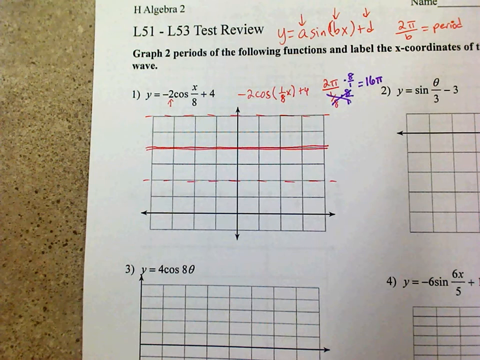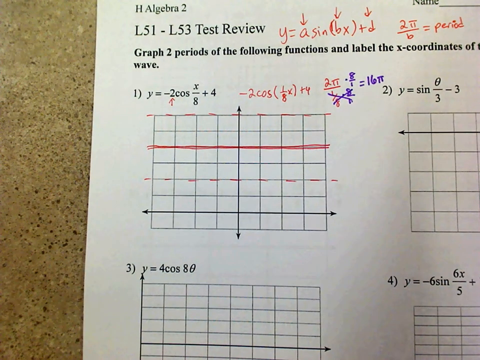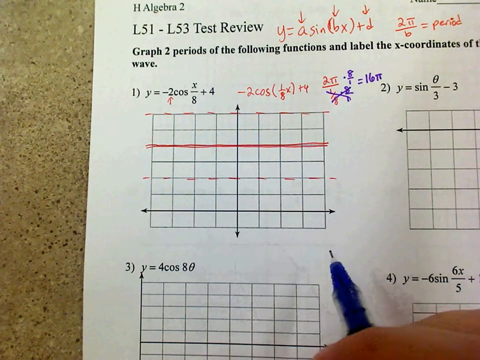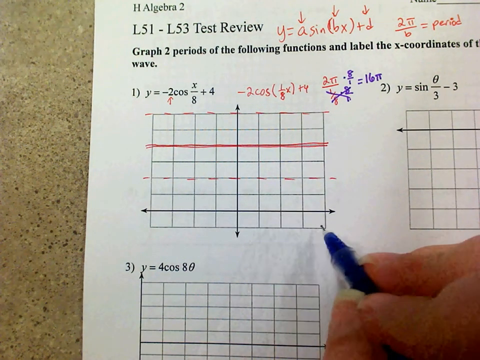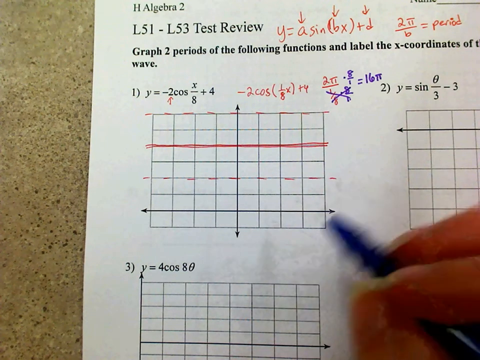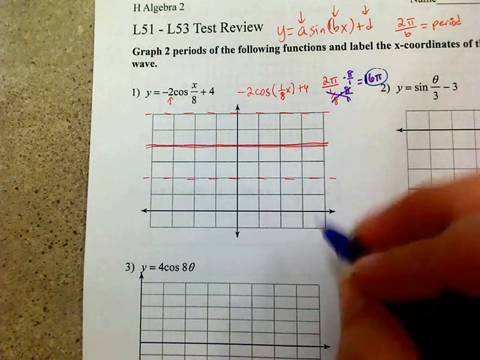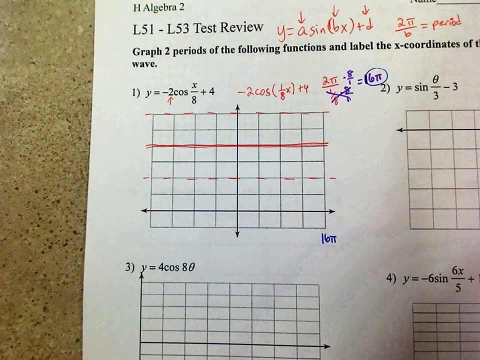So in questions 1 through 4, the prompt is to graph 2 periods of the following functions and label the x-coordinates. So what I need you to do is make sure that you graph 2 periods, and I want you to use the whole wave, or the whole graph. I gave you 4 on this side and 4 on that side so that you could specifically say the period is 16 pi, so I'm going to let the end be 16 pi, which is the period.